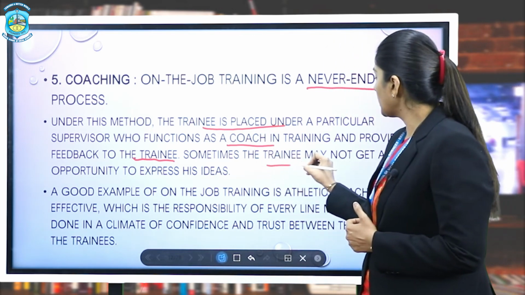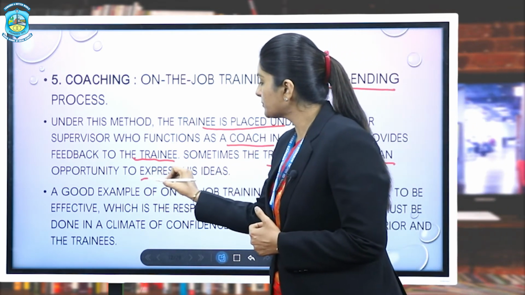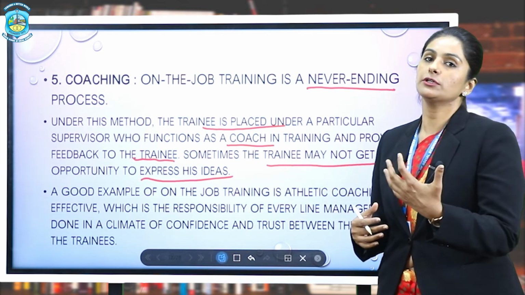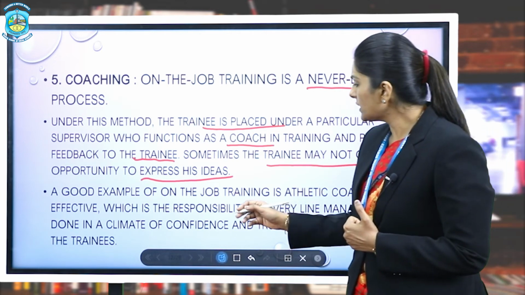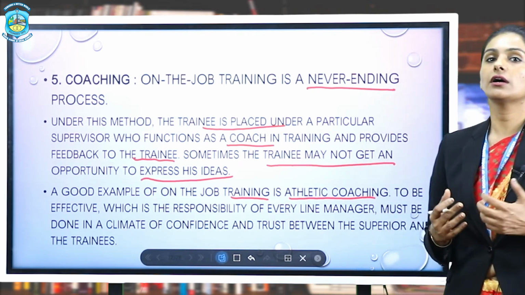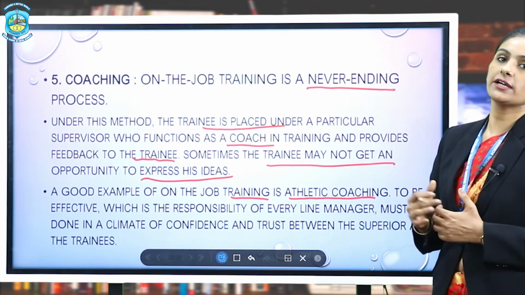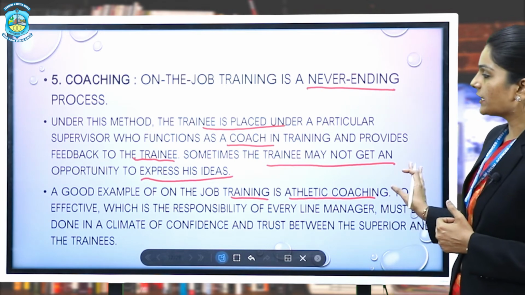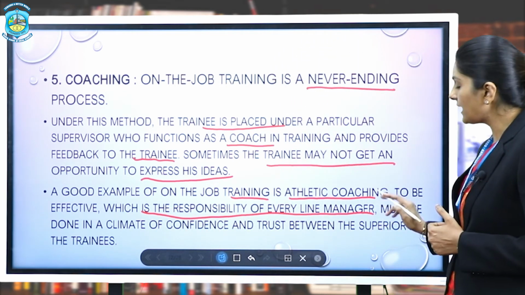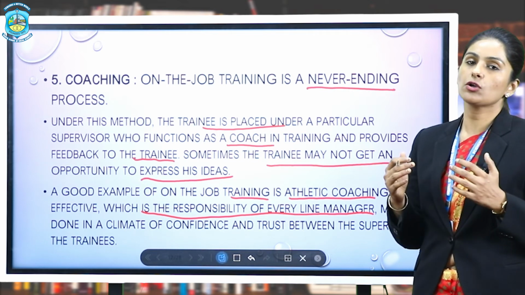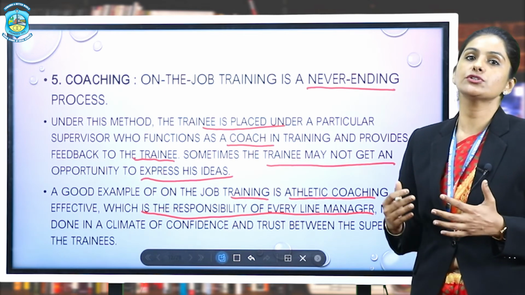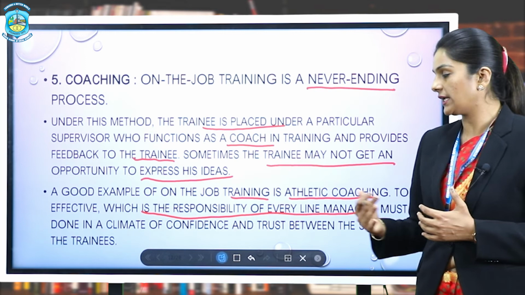Sometimes the trainee may also get an opportunity to express his ideas, where he is finding difficulty, and what things he feels he is not able to perform properly. A very good example of on-the-job training is athletic coaching given to athletes. To make coaching effective, it is the responsibility of every line manager to see that the coach assigned to the employee is of the caliber to guide the subordinates.